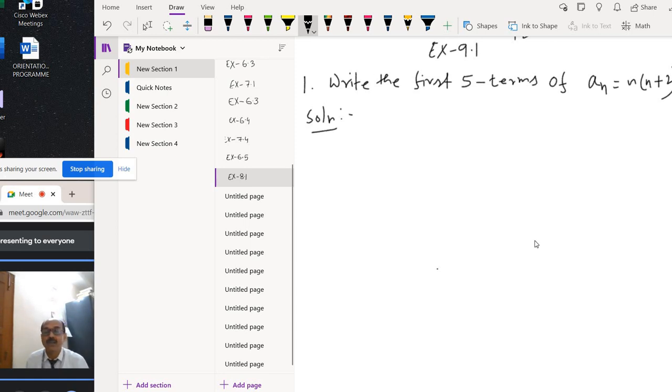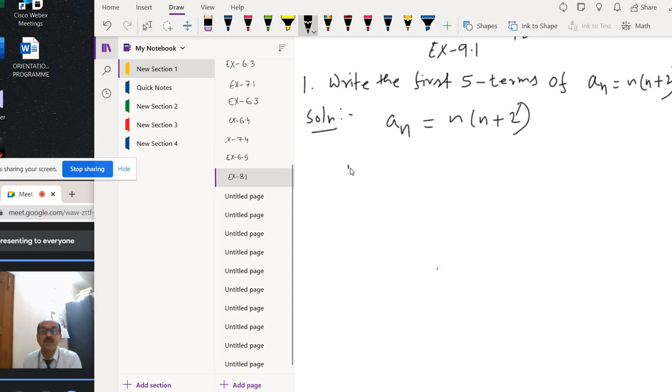Good morning. Chapter Sequence and Series, Exercise 9.1, question number 1. The question is, write the first 5 terms of a_n equal to n into n plus 2. So the nth term is given. Here a_n equal to n(n plus 2). Okay, so find the first 5 terms.